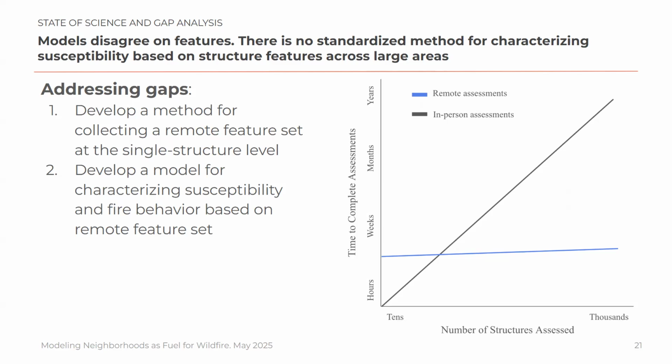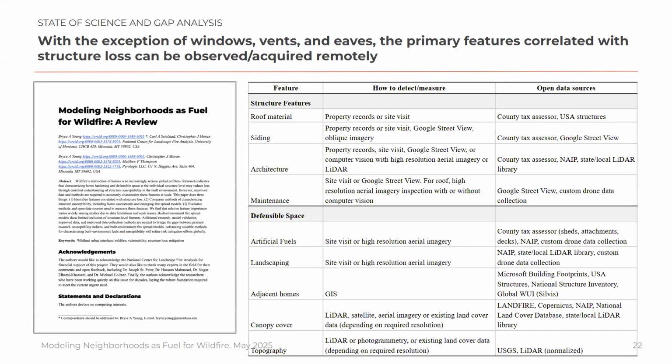Whereas with remote assessments, it might take days or weeks to assess a single structure or tens of structures, but it's a really similar time to do thousands or hundreds of thousands of structures. So with remote assessments, you can characterize a much broader area and help more communities. But there's currently no model for a susceptibility index for these remotely assessed features. And so another recommendation was to develop one of those models. And we suggested a feature set that can be assessed remotely.